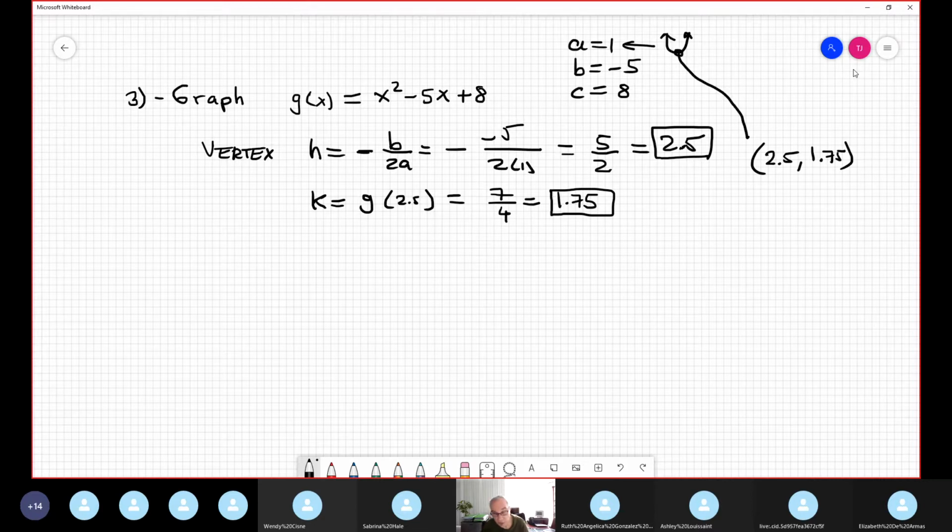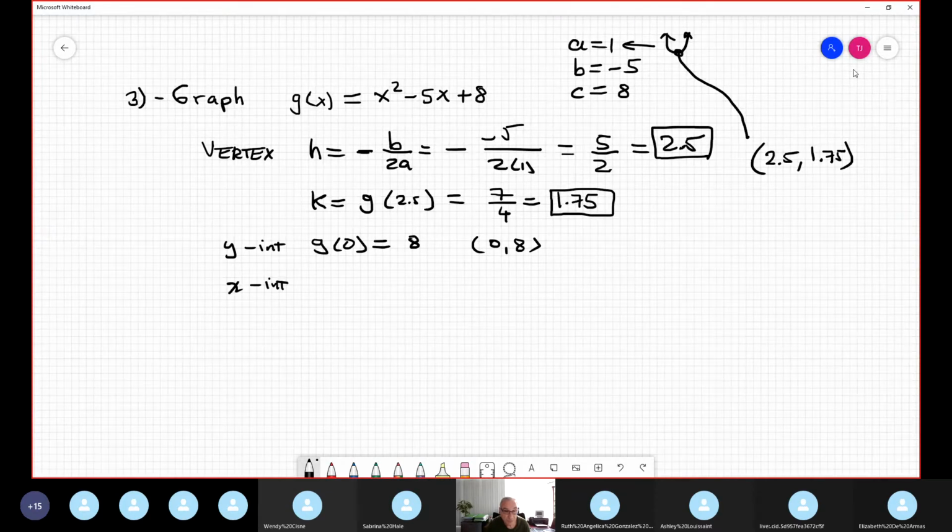We need more points. Of course, we need more points. We need, for example, the y-intercept, that is the formula evaluated at 0. Es obvio que es C, ¿no? It's C always. The point 0, C belongs to our parabola. And the x-intercepts, that is g of x equals 0. So basically, I need to solve this quadratic equation.